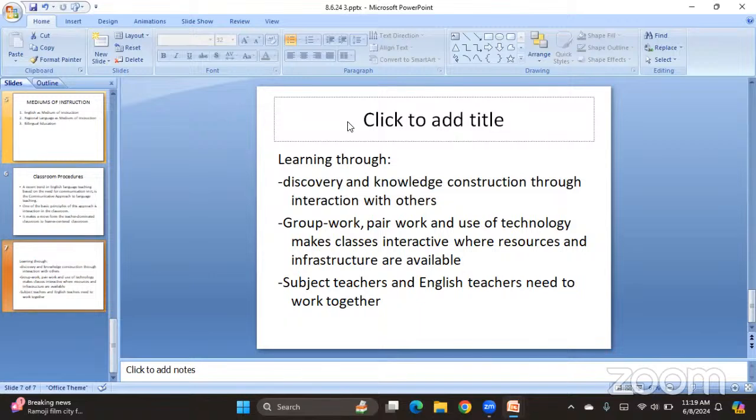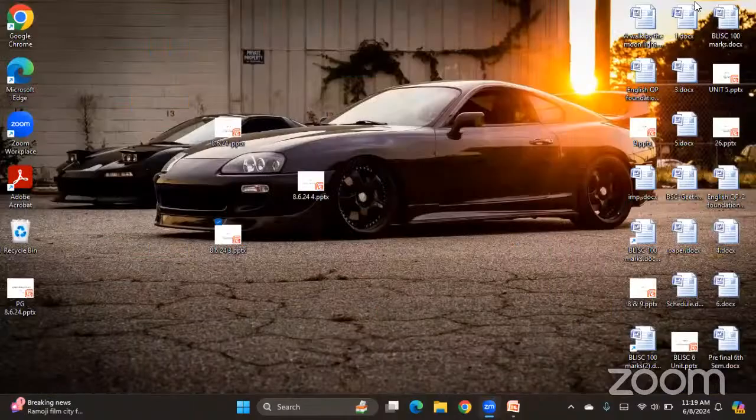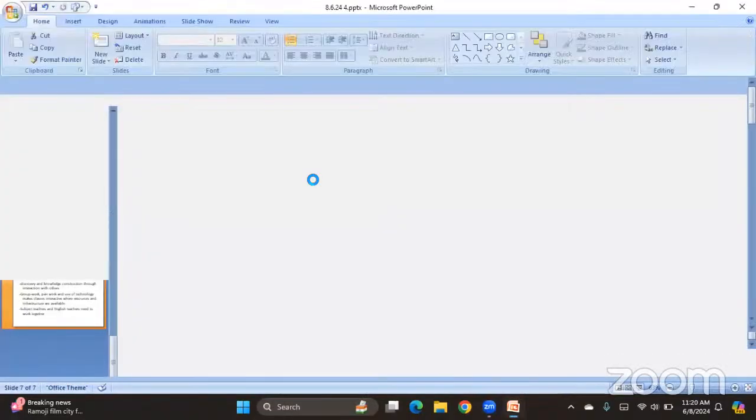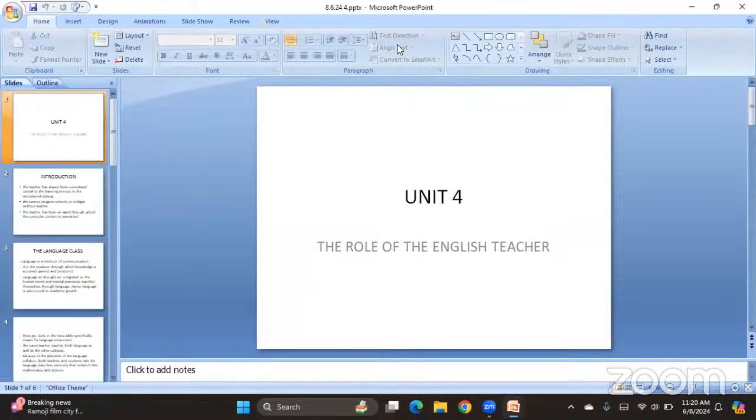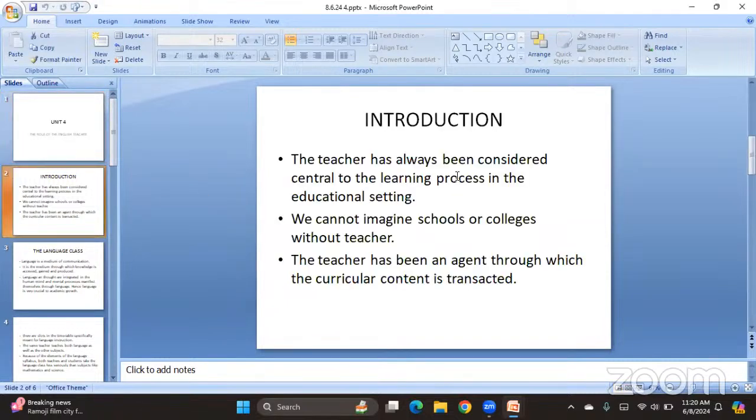Unit 4, the role of English teacher. So, introduction. The teacher has always been considered as the center of the learning process in educational settings, right? If there is no teacher, we don't consider that a classroom, right, guys?